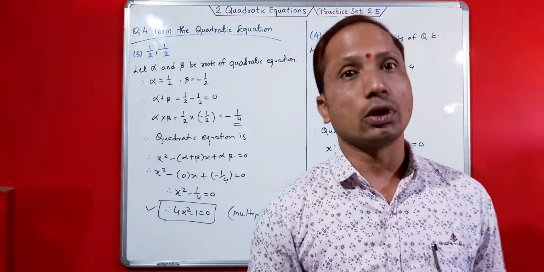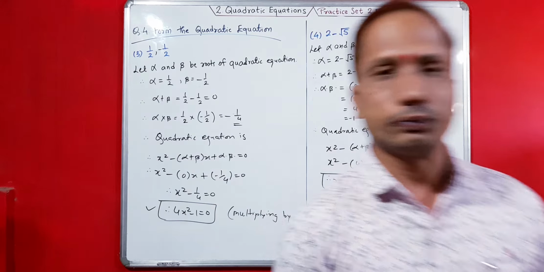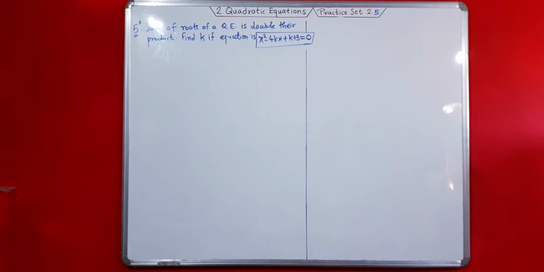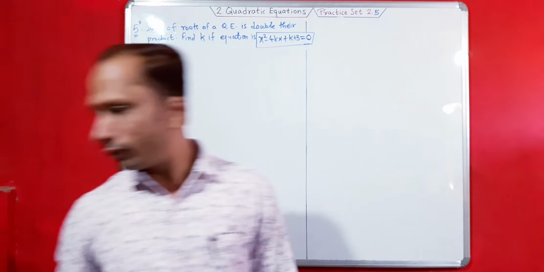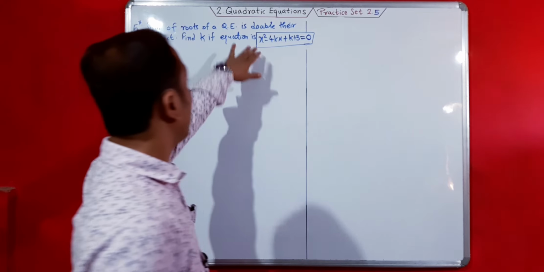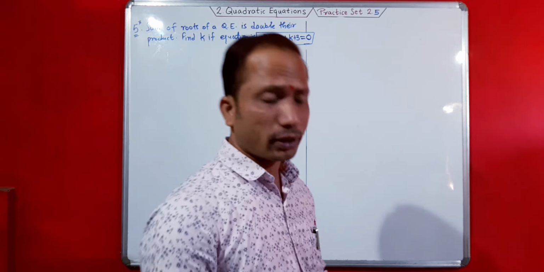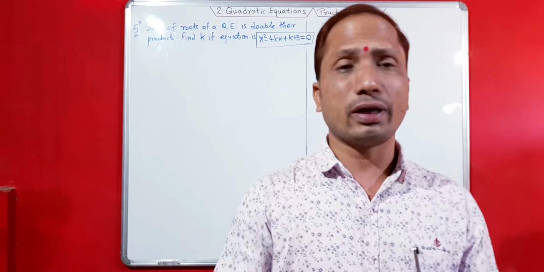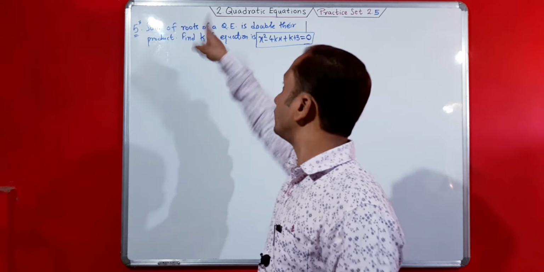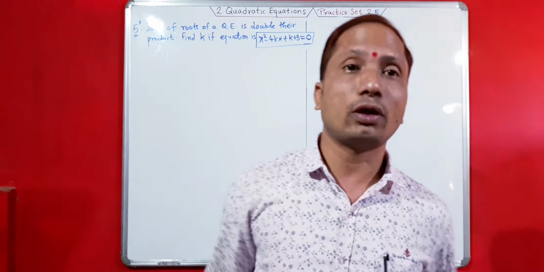Now we are going to solve question number 5, in which x square minus 4kx plus k plus 3 is equal to 0 is one of the given quadratic equations, and one condition is given: the sum of roots of the quadratic equation is double their product. We have to find the value of k.